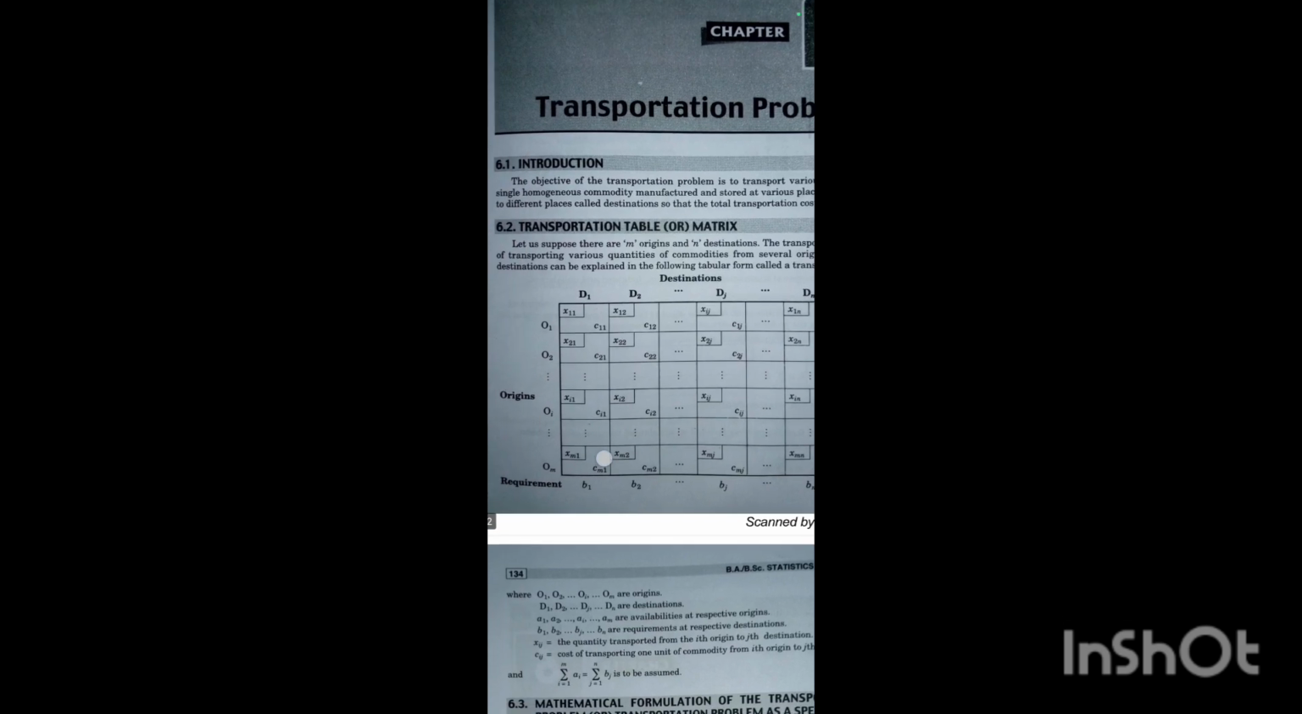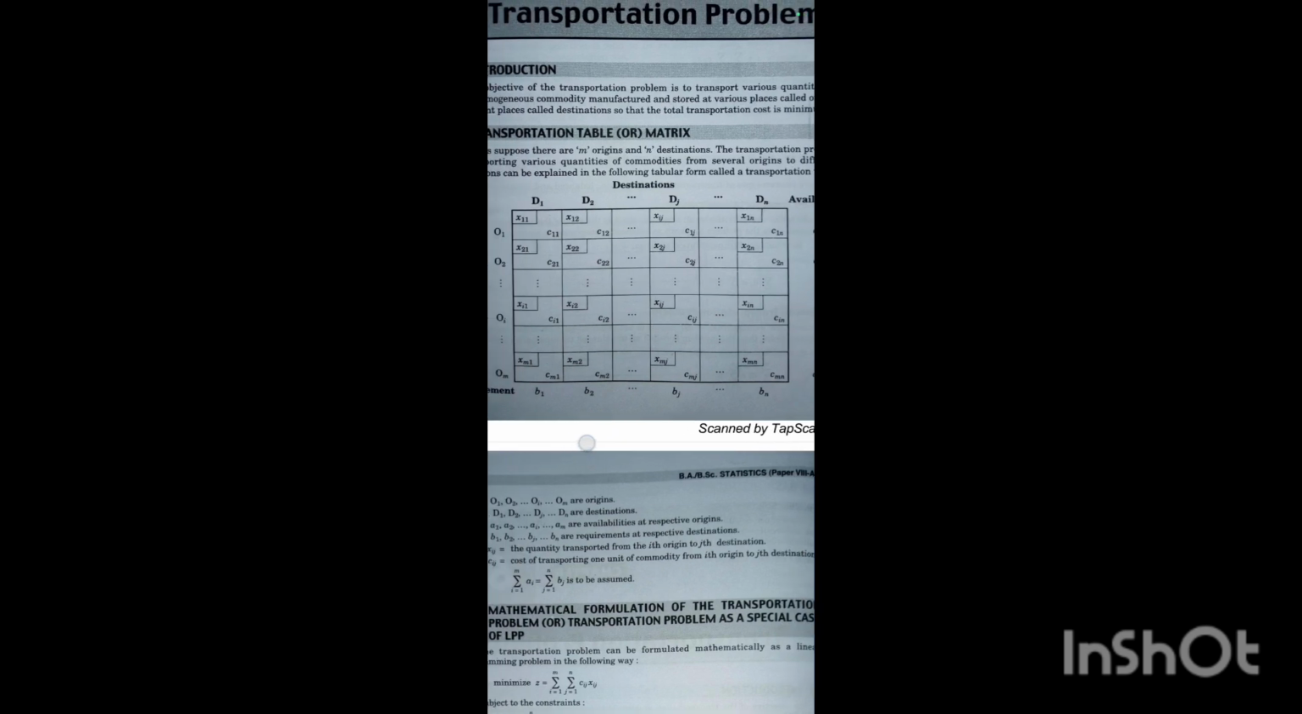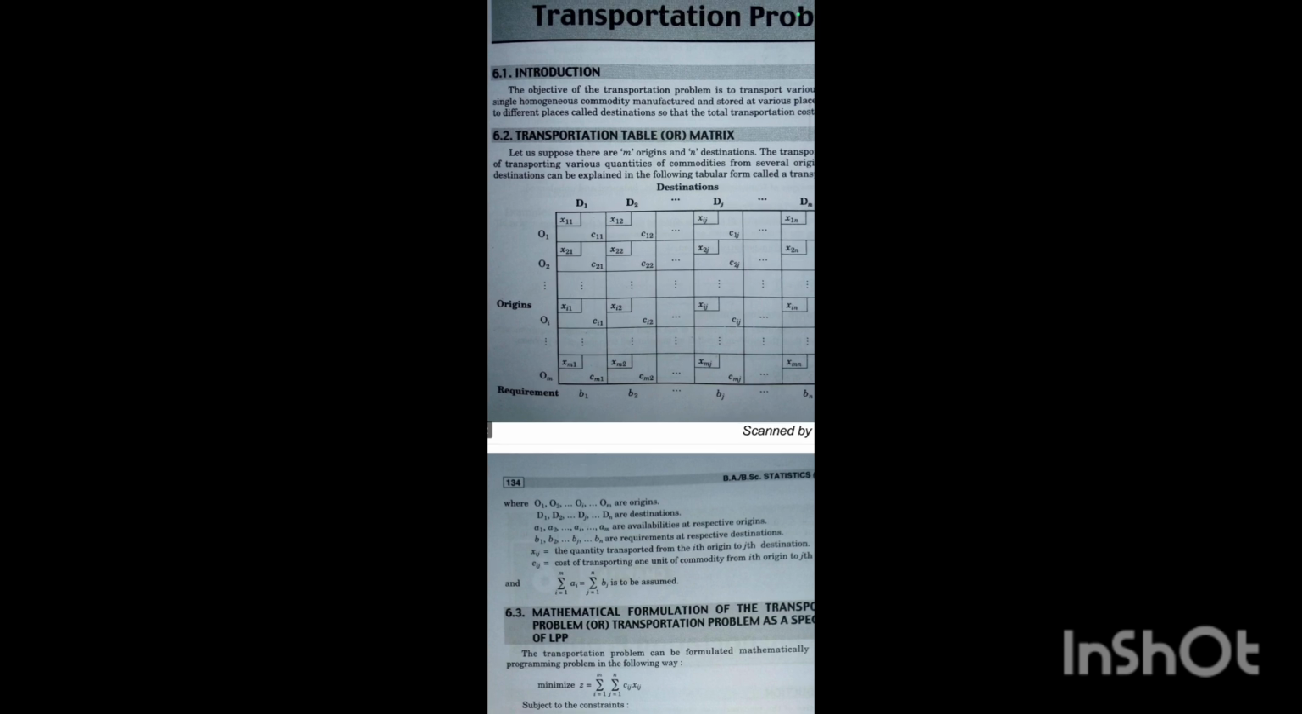First of all, we need to find the initial basic feasible solution, which we can say is the summation of Ai equals the summation of Bj. So the availabilities should be equal to the requirements. That is step number one.